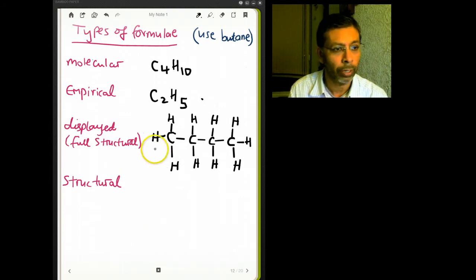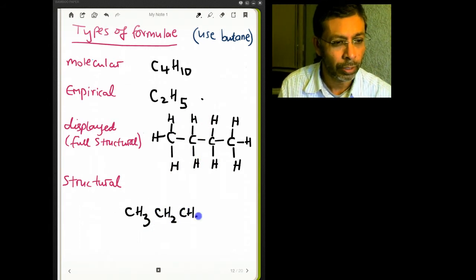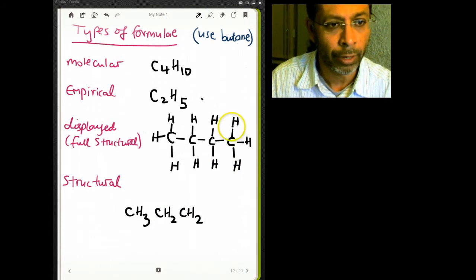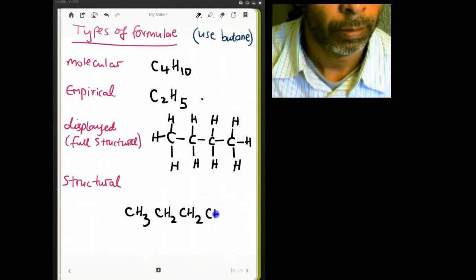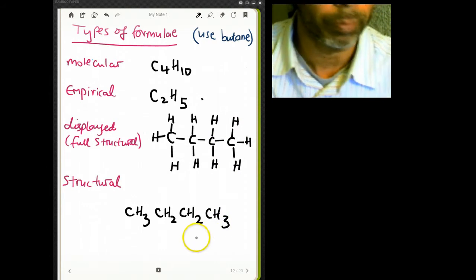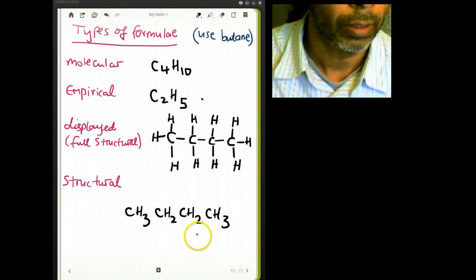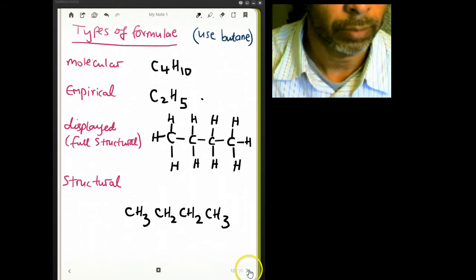Let's see how we do that. The first one, you see you've got CH3 there, right? So you write CH3. Then you've got a CH2 and then another CH2. So CH2, CH2, and then finally you end up with this, which is CH3. And there we are. That would be your structural formula. Okay, that's fine. Let's move on.